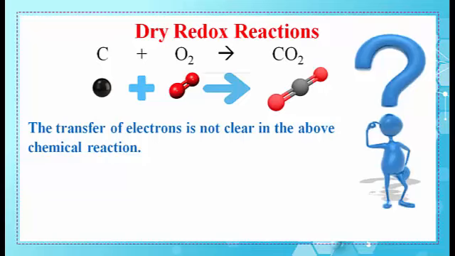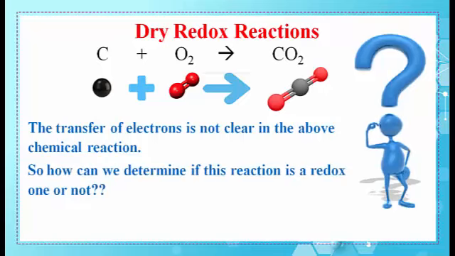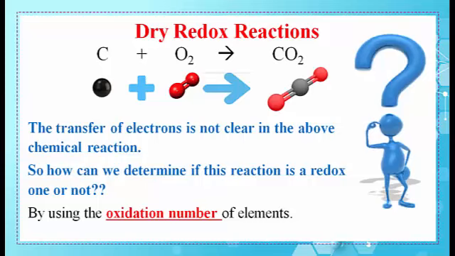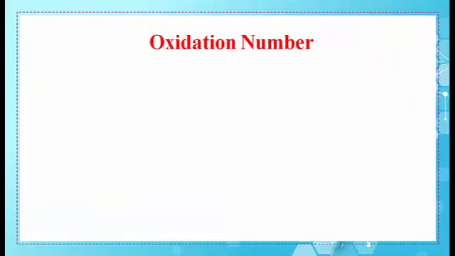We said that the combustion of carbon is a dry redox reaction, but the transfer of electrons is not clear in this chemical reaction. So how can we determine if this reaction is a redox reaction or not? We can do it by using the oxidation number of elements, which you have taken before in grade 9.